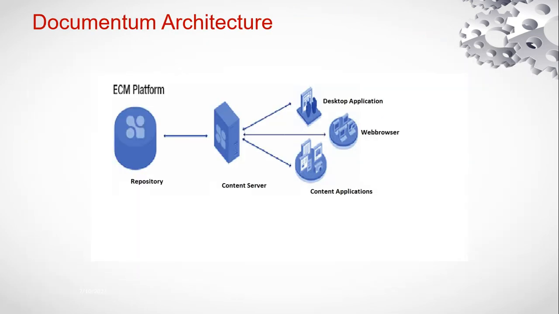Let's start with the Documentum architecture. From a high level, Documentum has three different components. One is called the repository, the other one is called the content server, and the third one is called client applications. From the top level, these are the basic three components.